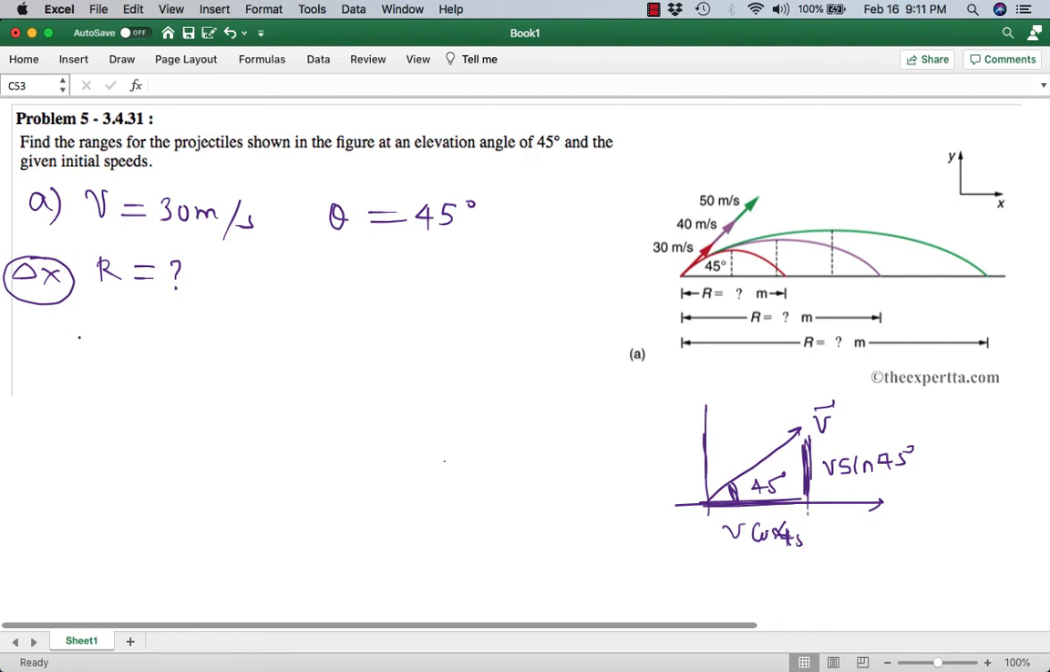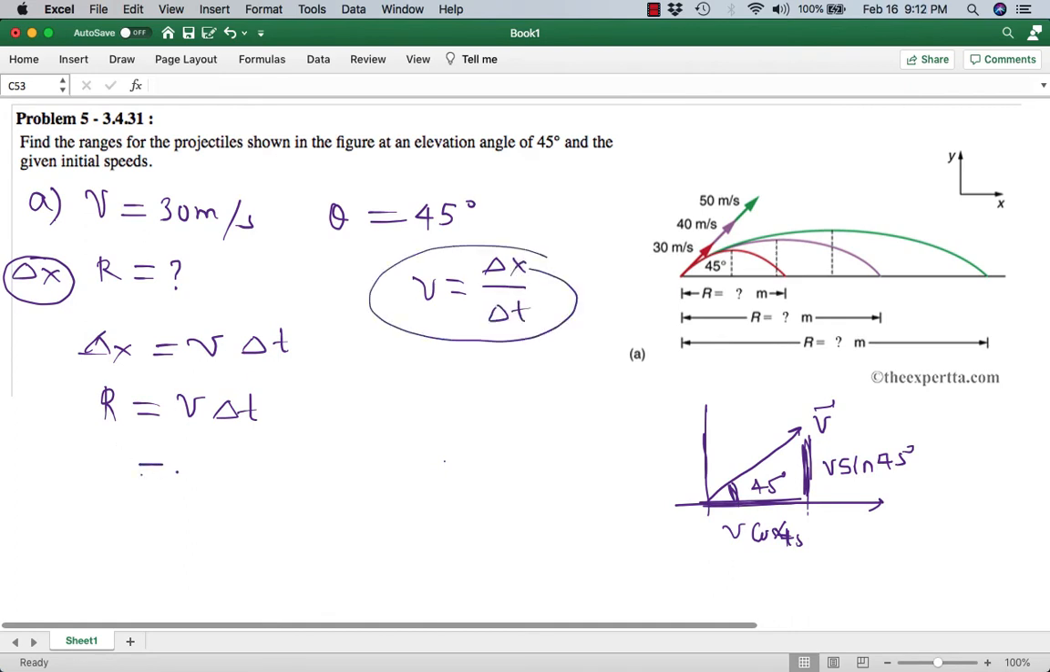Okay, and in the last lecture we talked about the horizontal motion being a constant velocity motion. Okay, so there is no acceleration involved in the horizontal motion. That means there is only one formula for horizontal motion, that is delta x is equal to v delta t. Okay, or you can say range is equal to velocity times delta t. Okay, this comes from the definition of velocity, when there is no acceleration, v is distance over time.